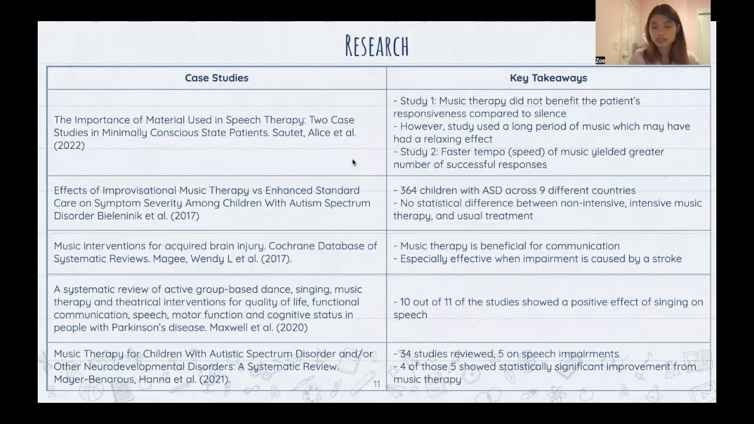The first study showed that music therapy did not benefit the patient's responsiveness compared to silence. However, the study did note that they used a long period of music, about 15 minutes, which may actually have had a relaxing effect, because usually studies use 30 seconds to 1 minute of music. And the second study looked at the different tempos of music. It showed that faster tempo, or faster speed of music, yielded a greater number of successful responses.